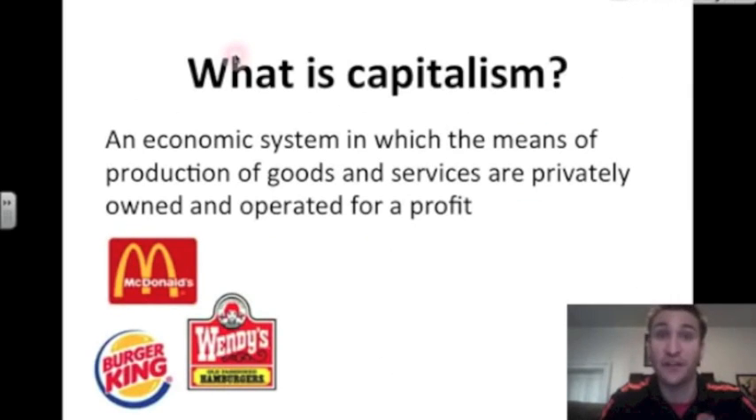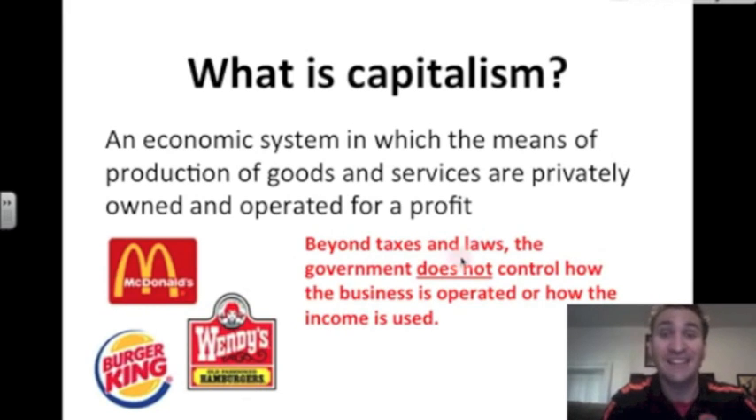Let's define this phrase further. Capitalism is an economic system in which the means of production of goods and services are privately owned and operated for a profit. The United States government does not own McDonald's, Burger King, or Wendy's. They are privately owned, and they make decisions that are private. The government does not have to sign off or approve the decisions made. Beyond taxes and laws, the government does not control how the business is operated or how the income is used.